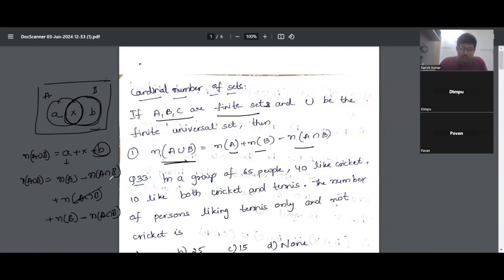Here one n of A intersection B, plus and minus will become 0, and I'll be left out with n of A union B equals n of A plus n of B minus n of A intersection B. Understood? Yes, sir. Okay, very good.